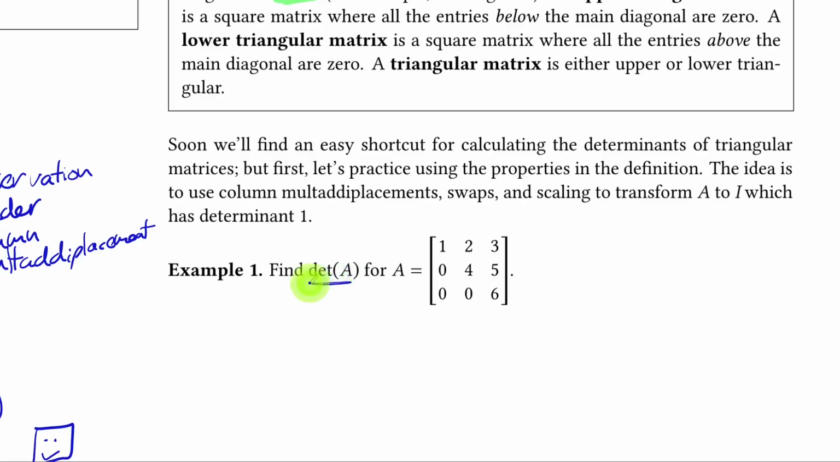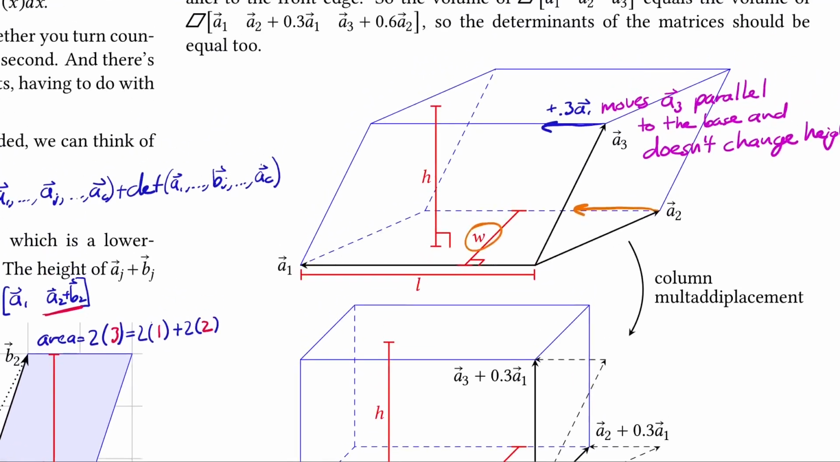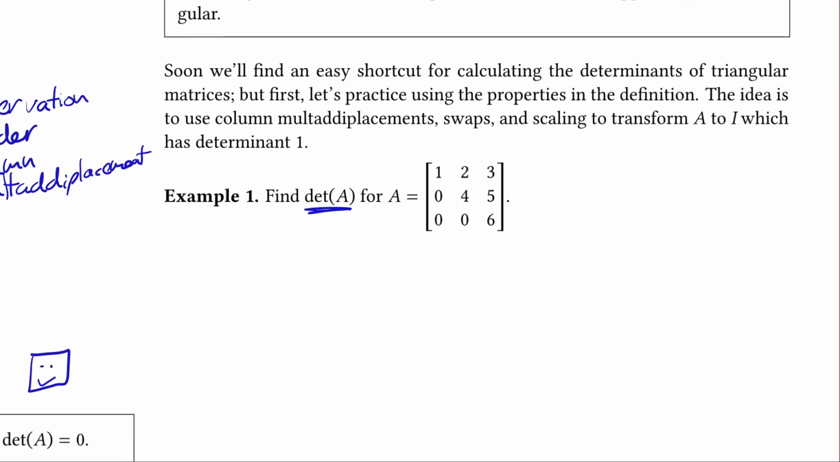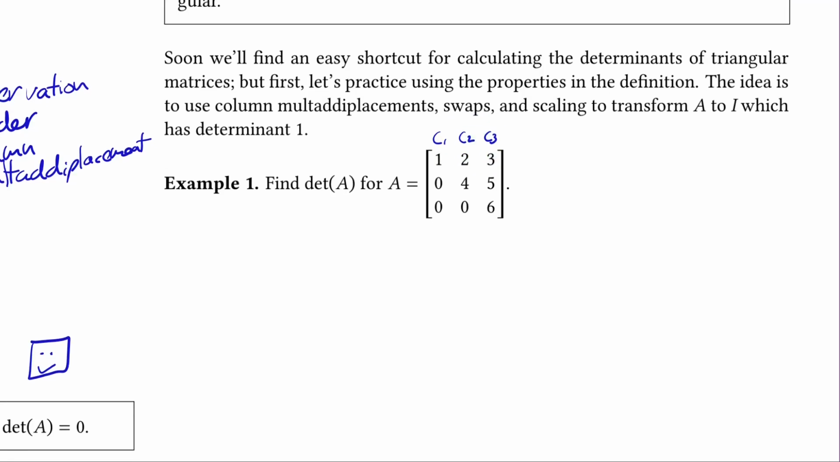So if a function satisfies the linearity rules, preservation under column multi-placement, and the first one, the normality rule, then we can just calculate what the determinant of A has to be. So the first thing is we are going to do column multi-placements to clear away this 2 and 3. So let's call columns column 1, column 2, and column 3, just so we can label these things the same way we do it with row operations.